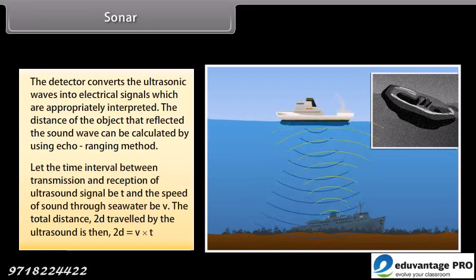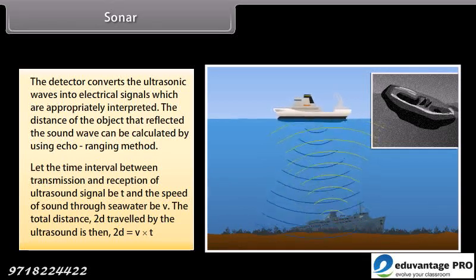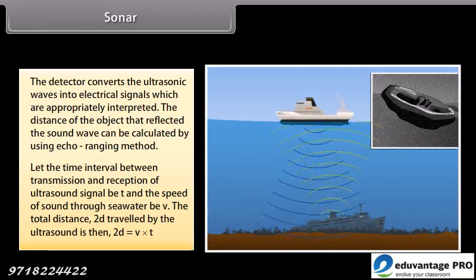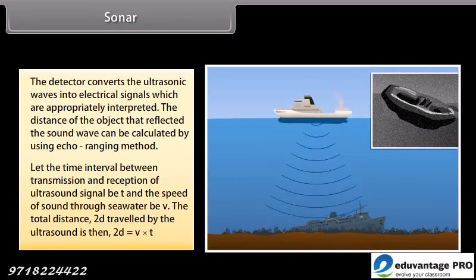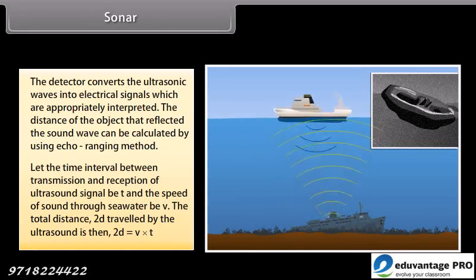Let the time interval between transmission and reception of the ultrasound signal be t and the speed of sound through seawater be v. The total distance 2d travelled by the ultrasound is then 2d = v × t. This is the echo ranging method.